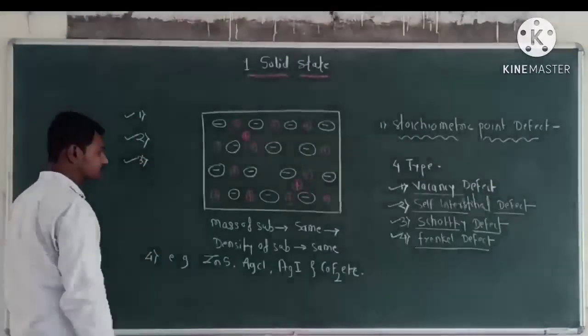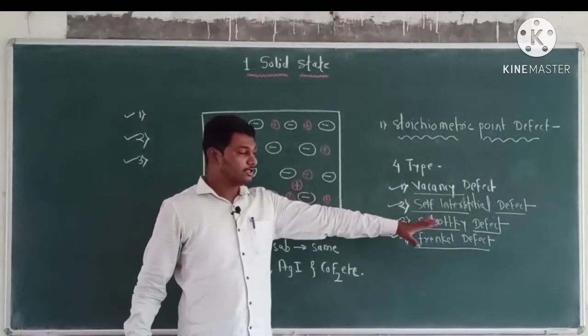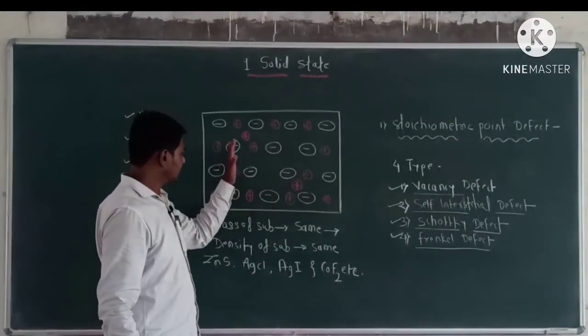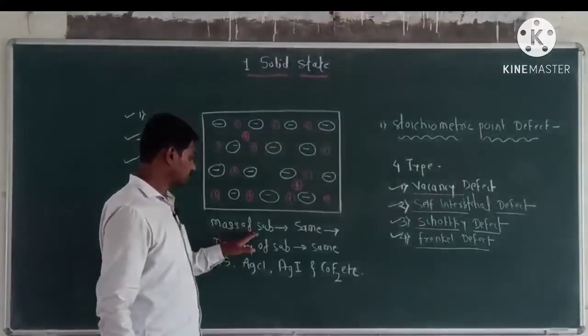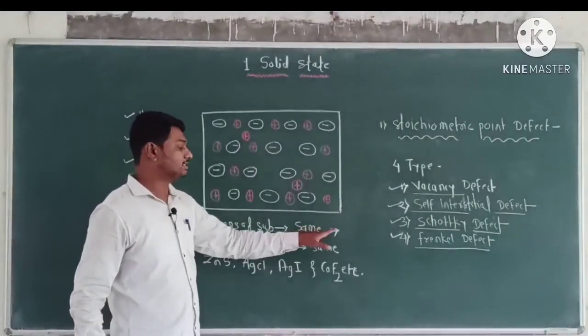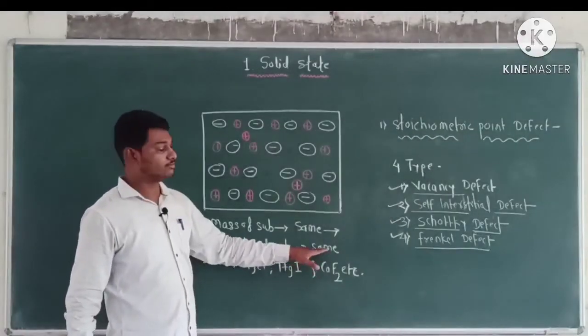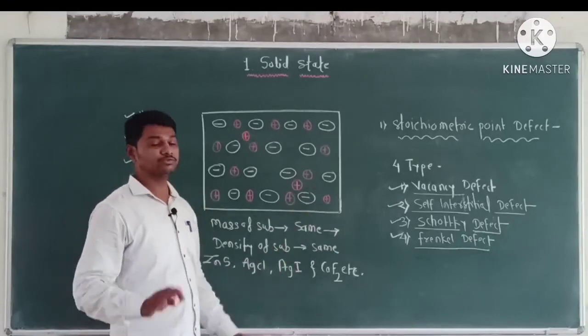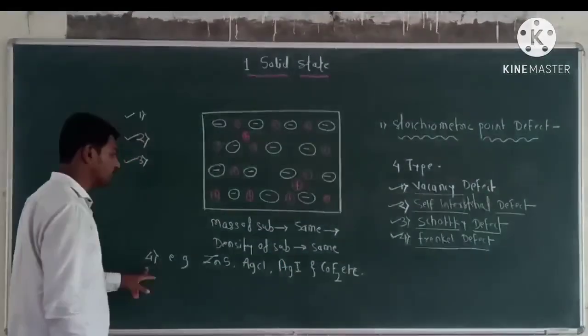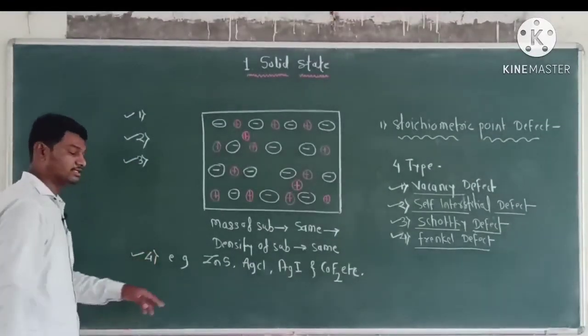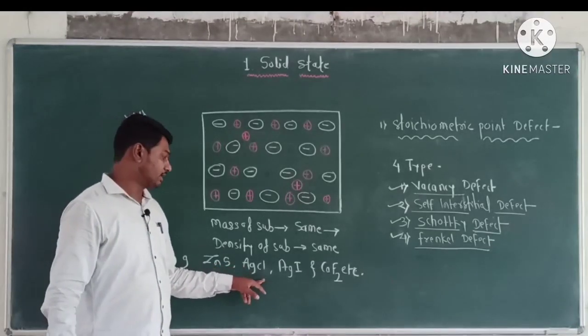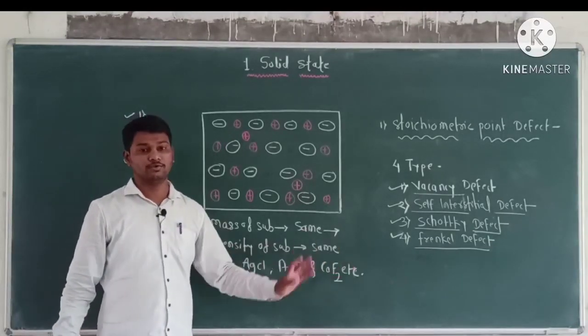Third point, in a Frenkel defect, number of constituent particles, that is cations, remains same. Therefore, mass of substance remains same, that is unchanged, so the density of substance remains same or unchanged and volume remains unchanged. An example of the Frenkel defect is zinc sulfide, silver chloride, silver iodide and calcium fluoride. Okay.